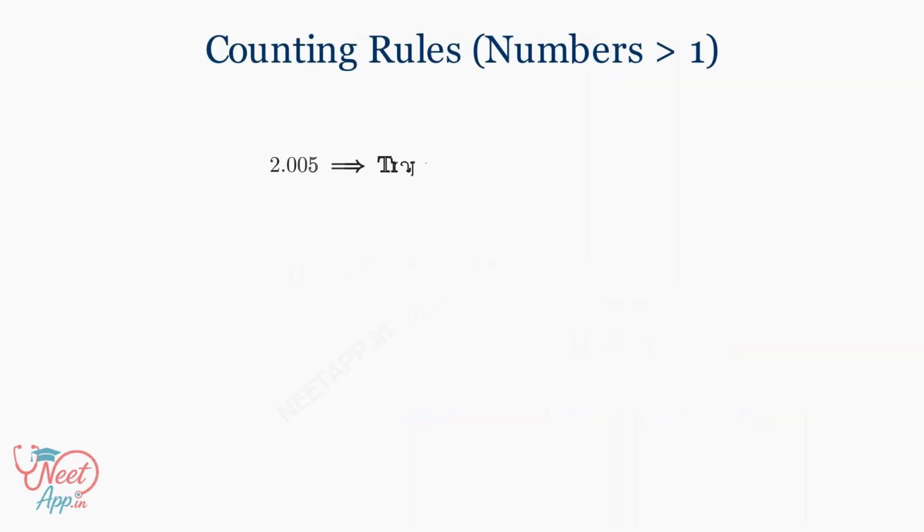The NTA loves testing the NCERT counting rules. Let's break them down. First, all non-zero digits are significant. That is easy. But what about the zeros? If a zero is trapped between two non-zero digits, it is always significant. 2.005 has 4 sig figs. The real trap is with trailing zeros.